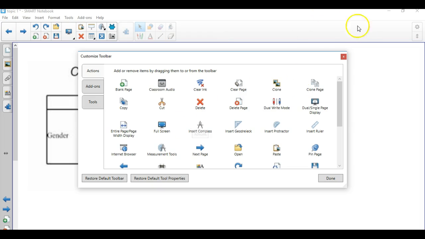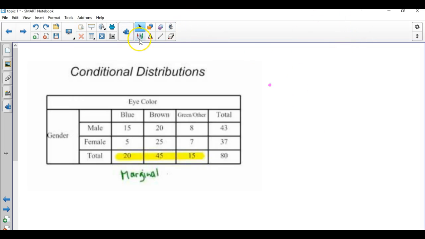If I highlight the totals of gender, now this is the marginal distribution of gender. I have 43 total males, 37 total females, which is a grand total of 80. So that covers a marginal and conditional distribution. If you have any other questions at this time, please write it down and let me know as soon as you can. Furthermore, if you're still curious about it, make sure you watch the topic 3 video, and I'll cover more about that there.